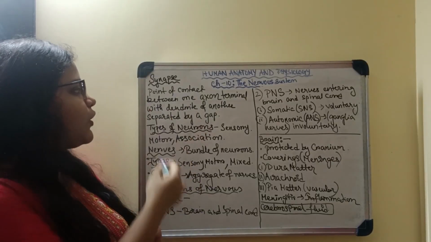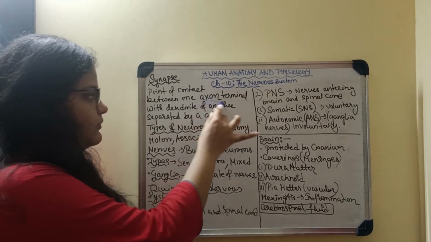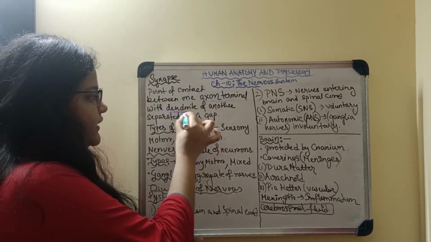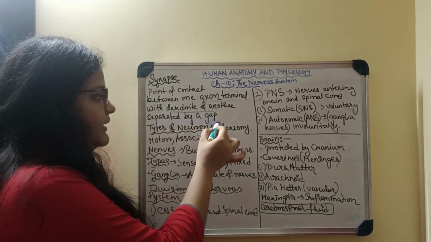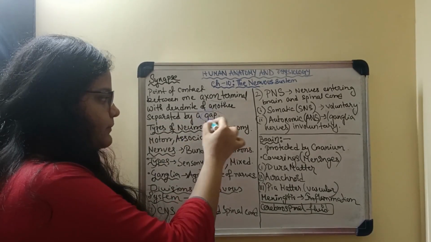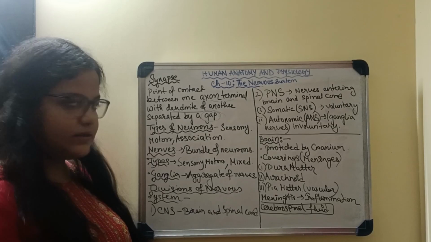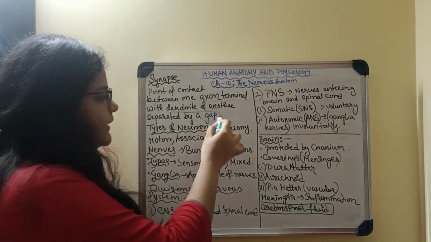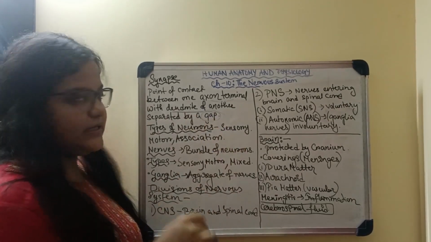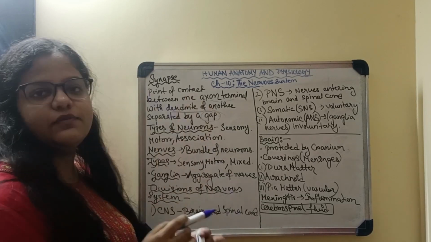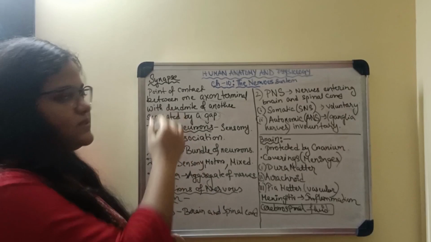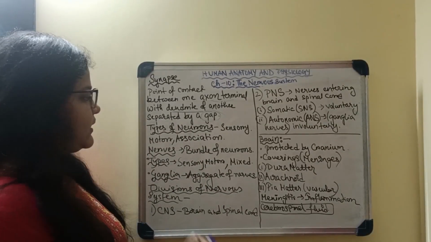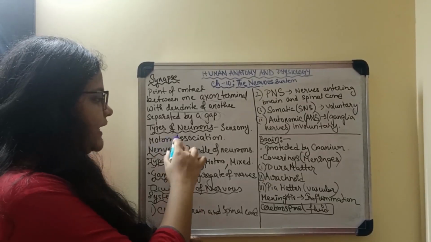Synapse is the point of contact between one axon terminal and the dendrite of another neuron, which is separated by a gap, and that gap is the synaptic cleft. तो जो वो synaptic cleft को लेके जो वो बीच का एरिया होता है, that is the point of contact between an axon terminal and the dendrite of another neuron, is known as the synapse. Next, we will move on to the types of neurons.